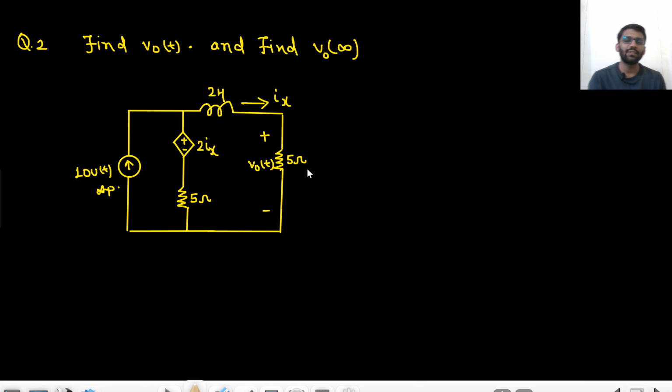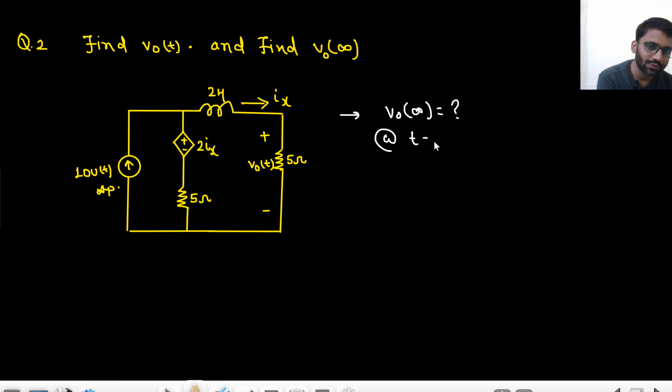In the question, if they had asked you to write the expression of V naught t, what would you have done? Look, first we will write V naught infinity. V naught infinity we will find. So at t equals to infinity, what is happening? Inductor is shorted, right? Inductor is shorted.